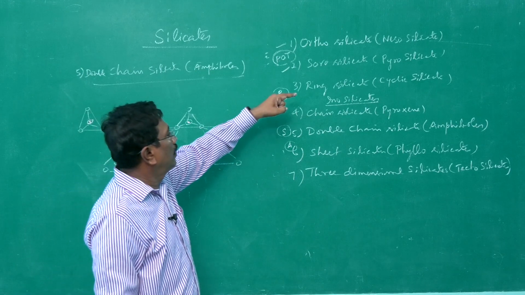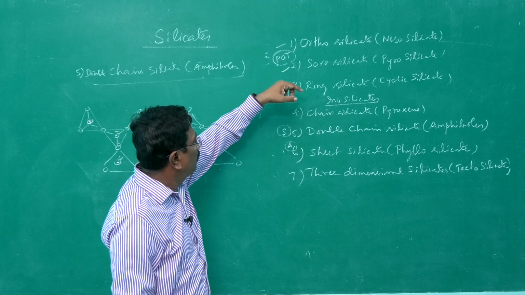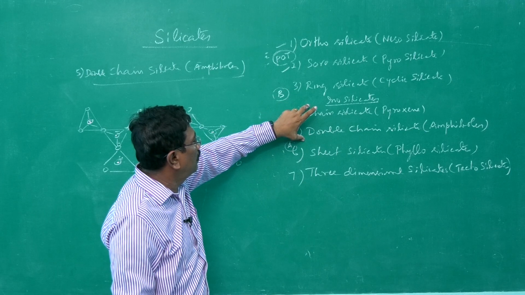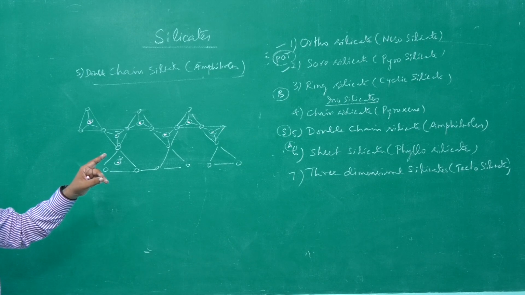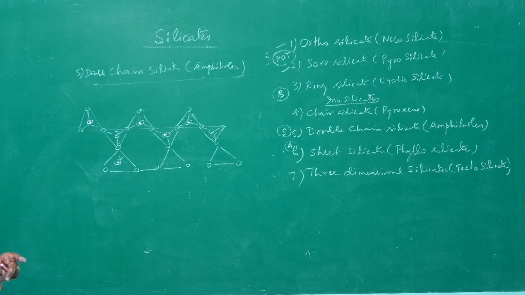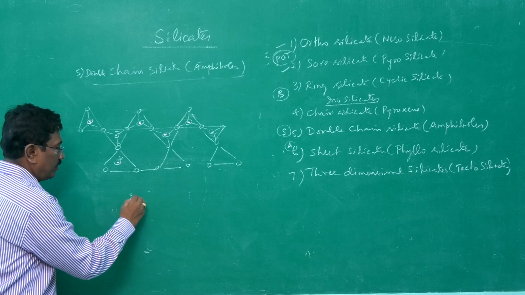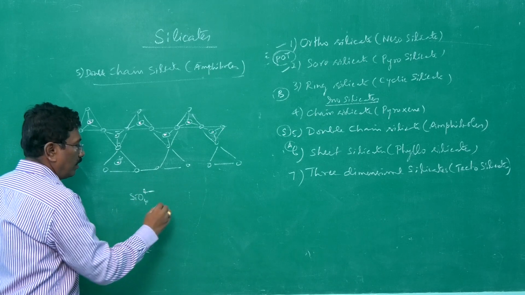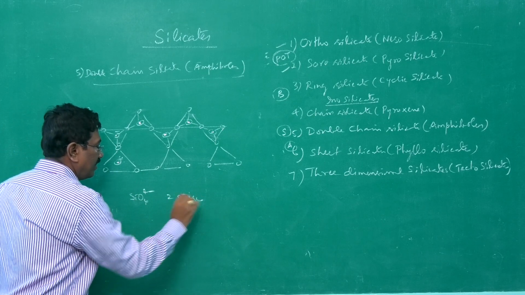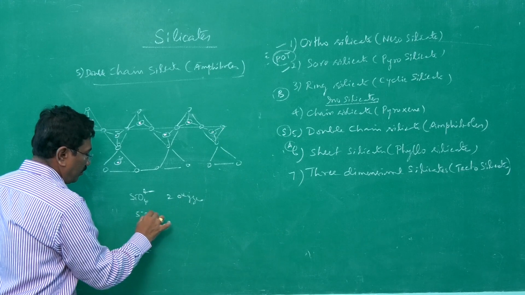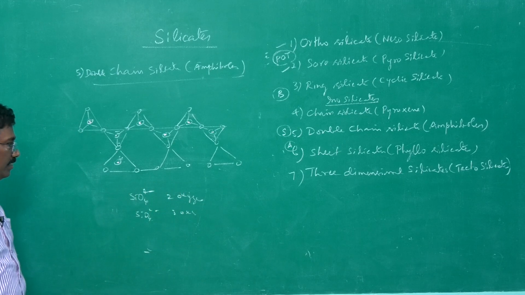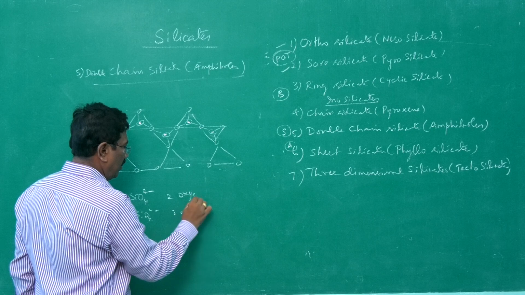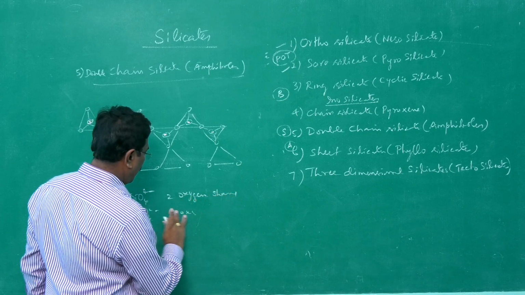So, in silicate, we have two categories, chain and double. 2 or 3 oxygen atoms are being shared. Now, we are going in for double chain silicate. In double chain silicate, the specialty is that in certain SiO4 units, 2 oxygen atoms are shared. In certain SiO4, 50% 2 oxygen atoms, 50% 3 oxygen atoms are shared. 2 oxygen shared, 3 oxygen shared.